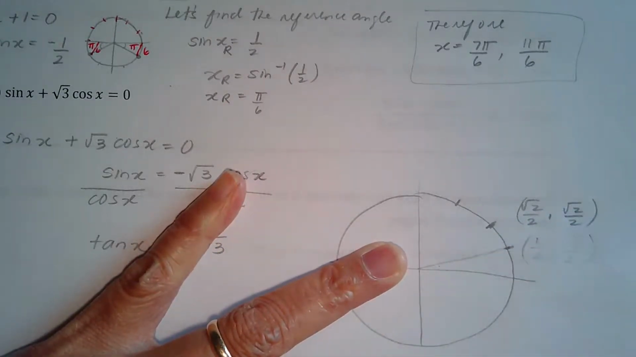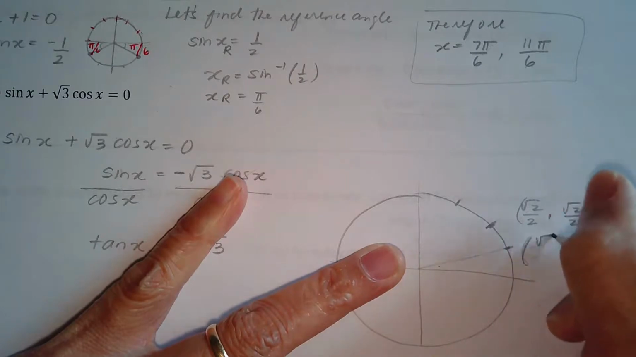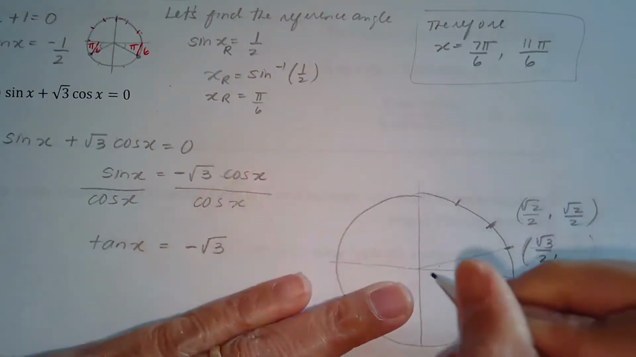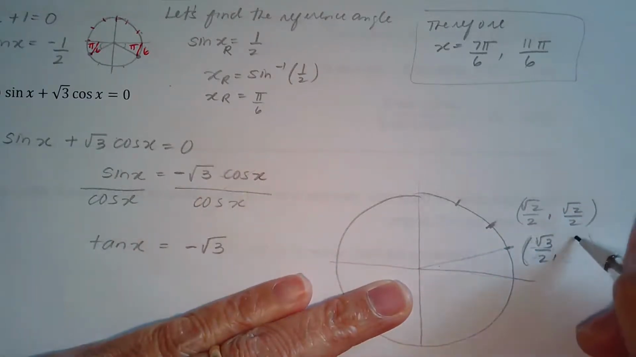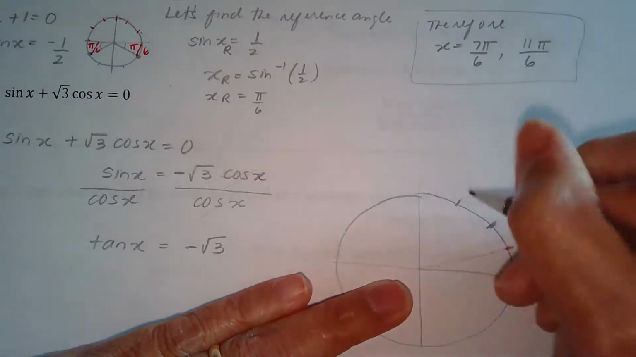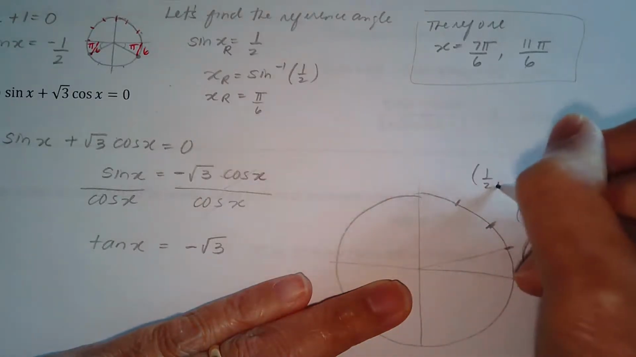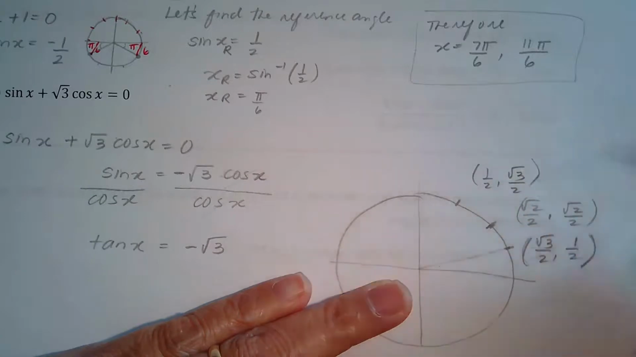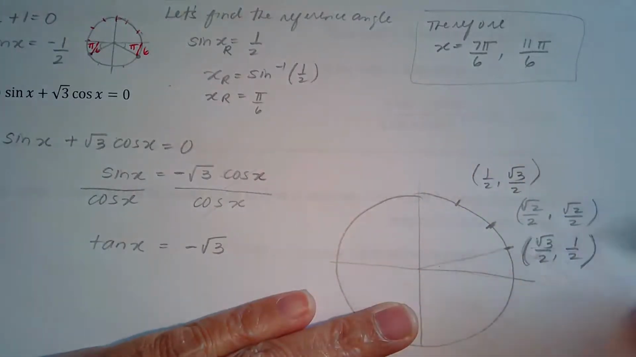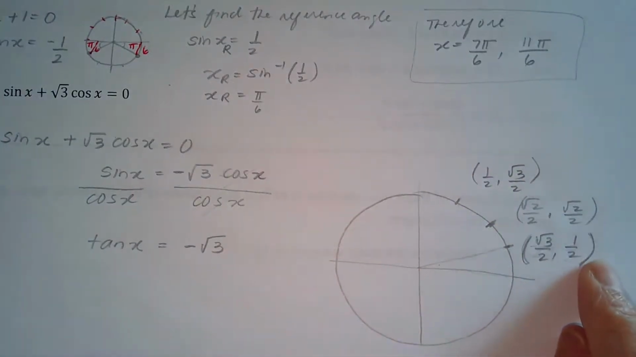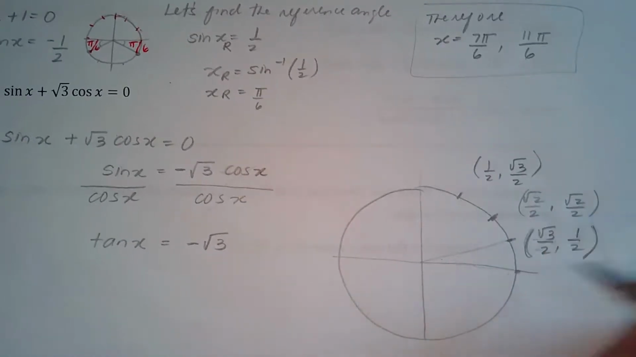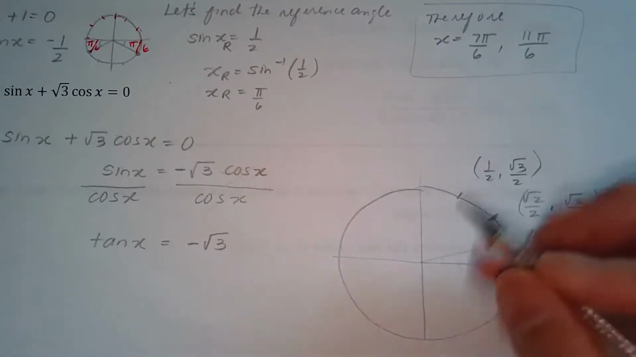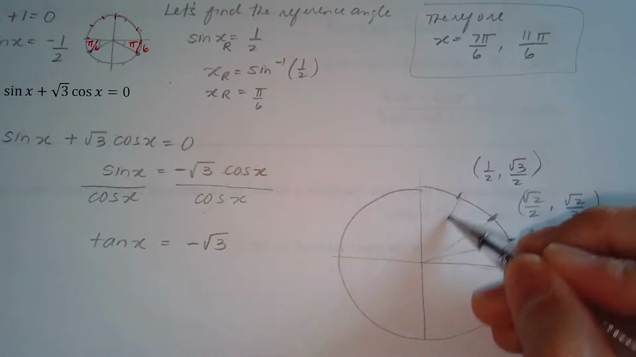Back up the bus. So this is going to be root 3 over 2. Yeah, x is root 3 over 2 and then 1/2. And then this is going to be 1/2, root 3 over 2. Okay, so this is basically the first few angles in quadrant 1.